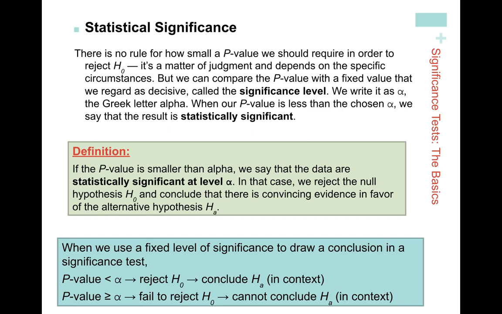So p-value less than alpha, we reject H null, and that provides evidence for HA. Again, that statement is going to be in context. If the p-value is greater than or equal to your alpha level, we fail to reject H null. This does not provide evidence for HA in context.